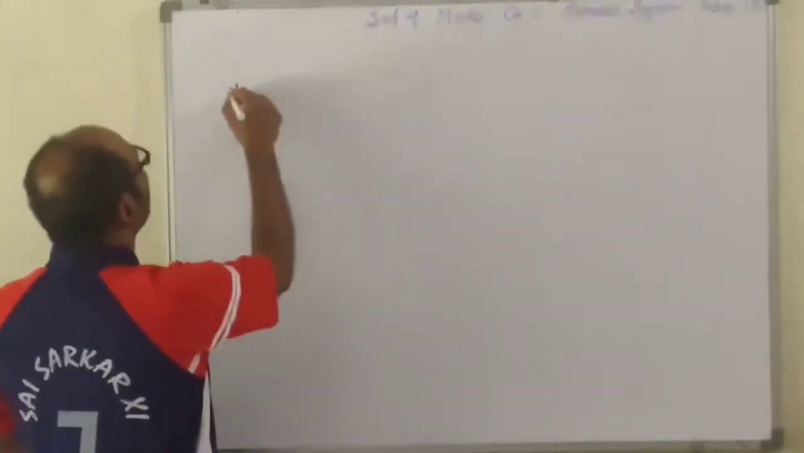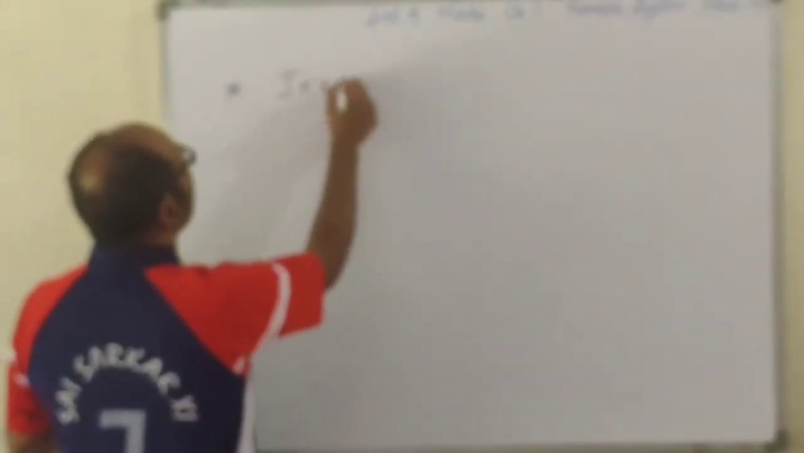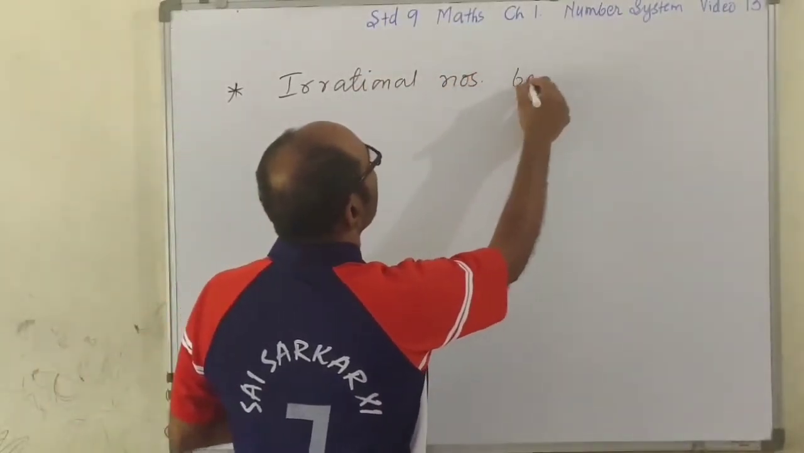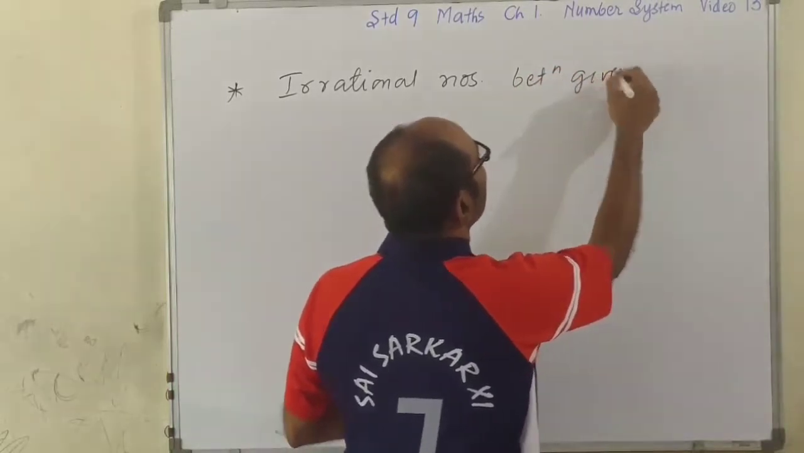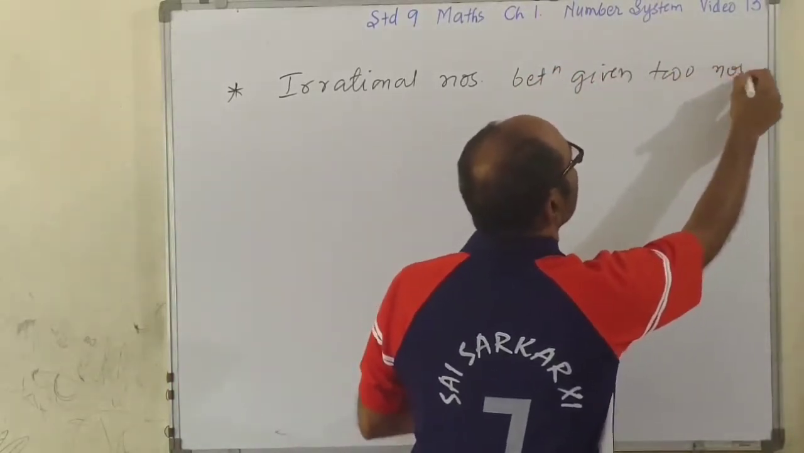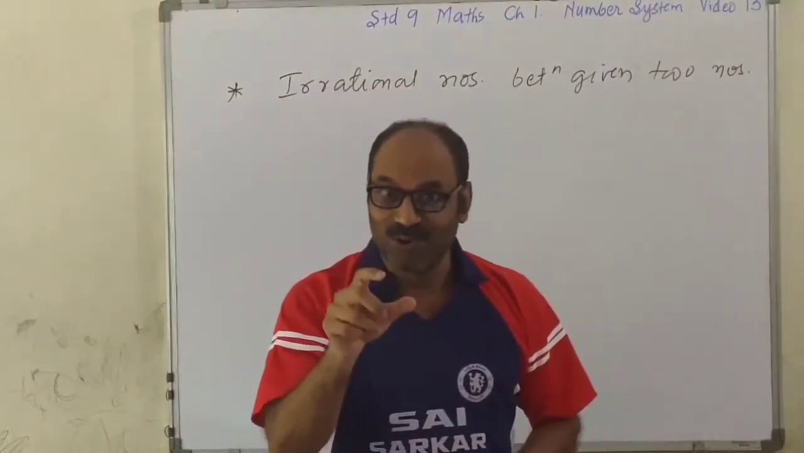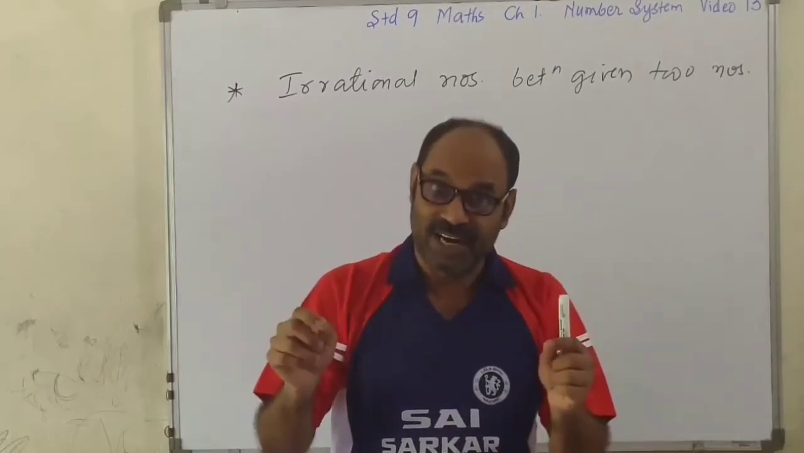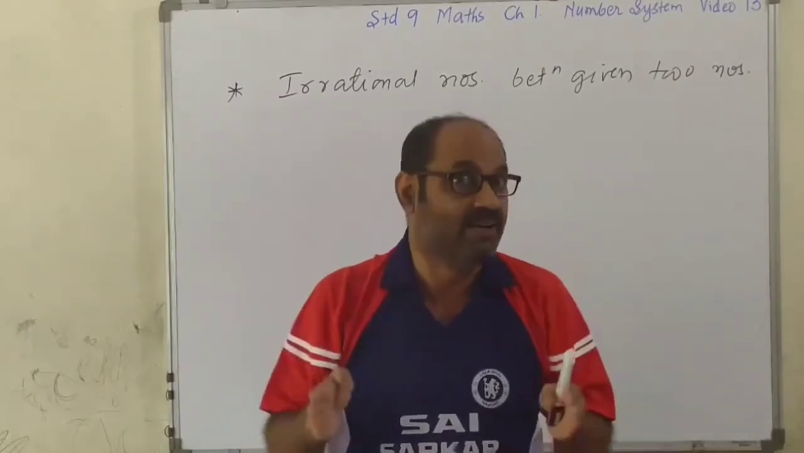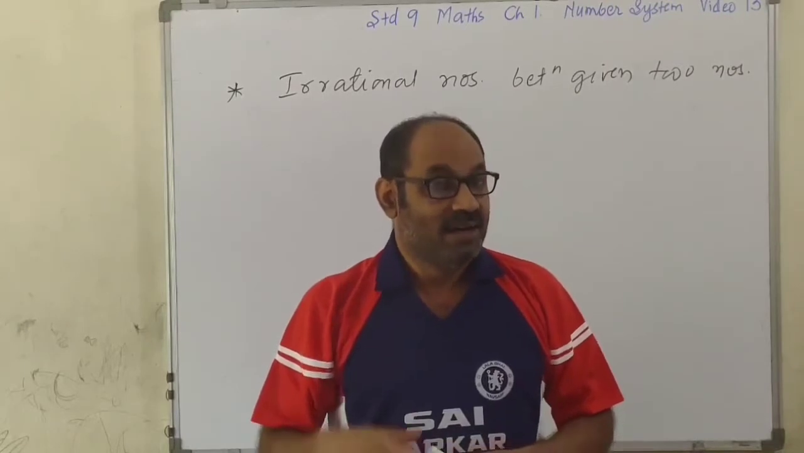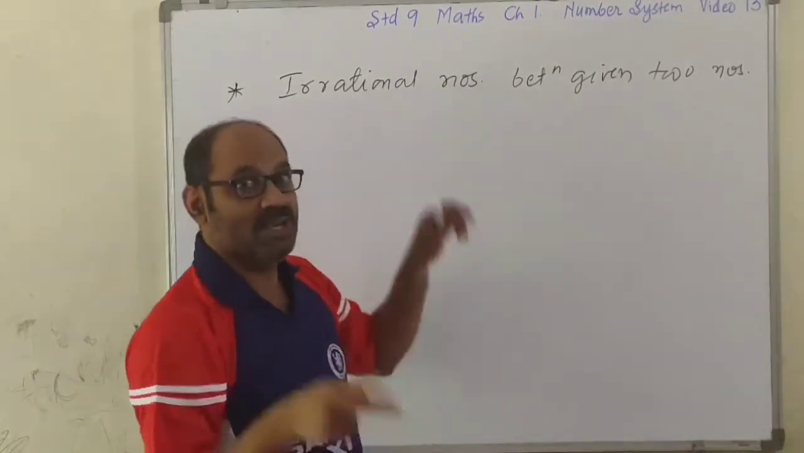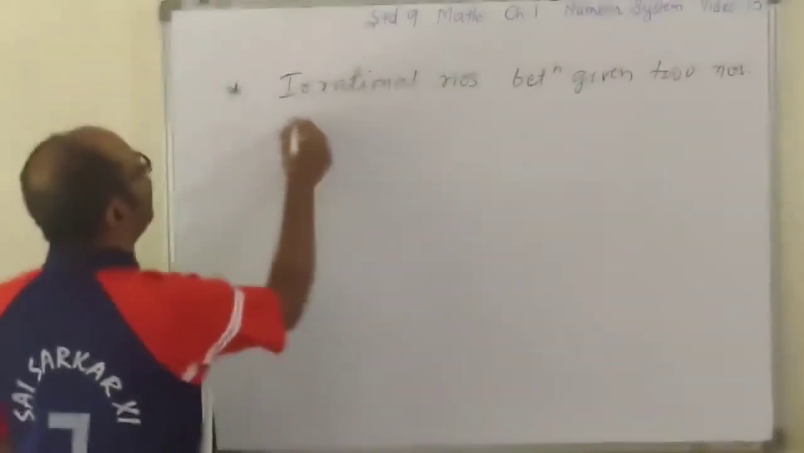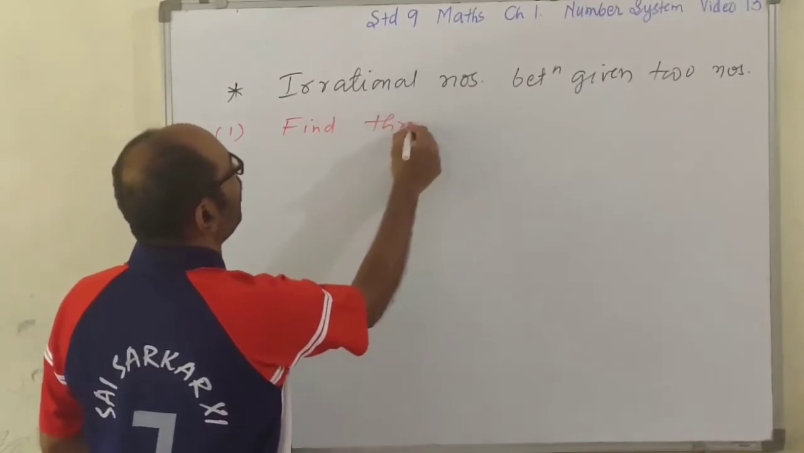The first thing, irrational numbers between given two numbers. We learned how to find rational numbers between two integers, or how to find rational numbers between two rational numbers. Correct? Now we have to find irrational numbers between two numbers. Alright, first example.